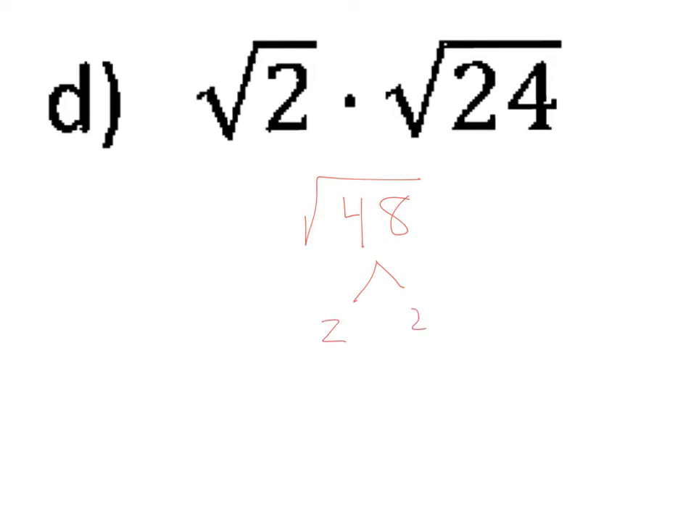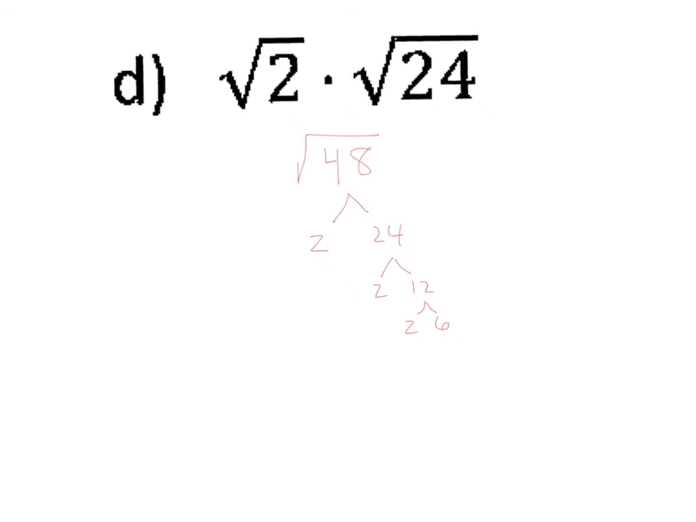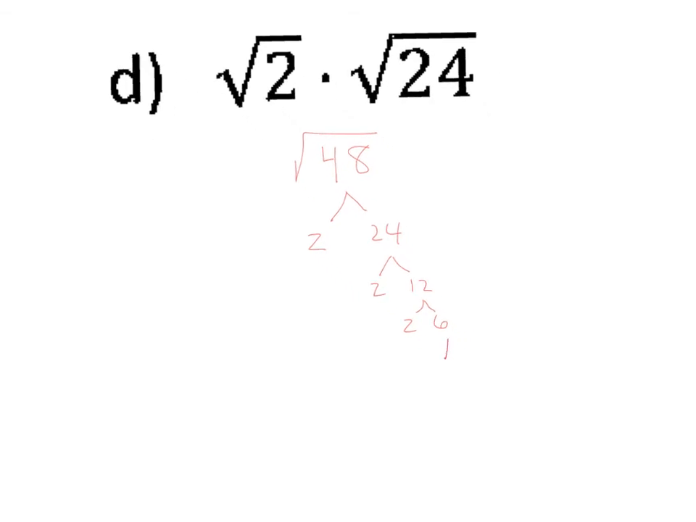So I'm going to go ahead and just break it down to what I was already using to come up with 48. I'm just going to go ahead and use the 2 and 24 from here and start breaking this down. So I'm going to get 2 and 12, 2 and 6, and then that 6 will go to 2 and 3. So, oops, sorry guys, how about 2 and 3?